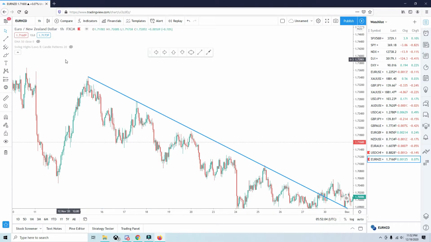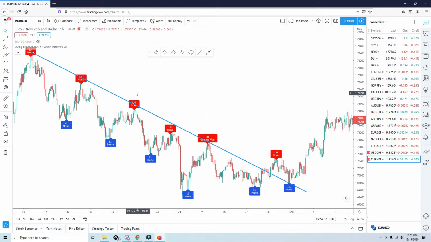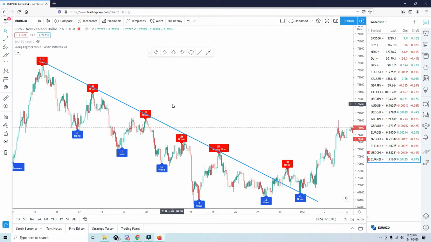You can put it back on your screen, and here's what this looks like, guys. It's really, really cool. You can see here LH, LH, that is lower high, lower high, lower high, lower high. So visually, if you were just to glance at your chart walking by it, you could see lower high, lower high, lower high. Now this is a 1 hour chart.